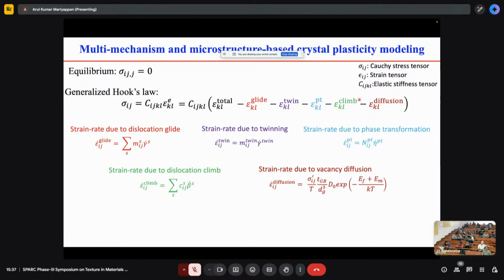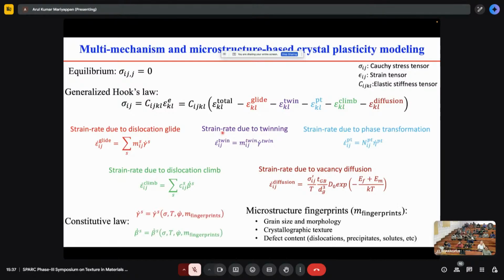So how do we get all these things? In my research area, we are planning to build a constitutive model for each one of them so that we can have a unified model that can work for a wide range of operating conditions. So today I will spend some time on only the glide mechanisms.